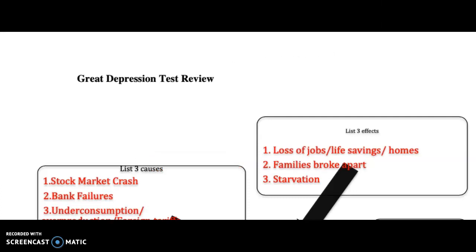As a result of this, people had to deal with a lot of effects. They lost their jobs, they lost their land, they lost their life savings, they lost their homes. Families broke apart. Sometimes kids went to orphanages because at least then parents could make sure that they had food. People starved because there wasn't food. People lost their jobs, or if they did get to keep their job, they took pay cuts just to keep having a job.